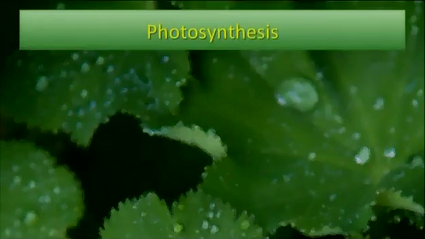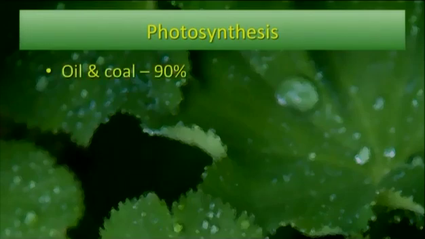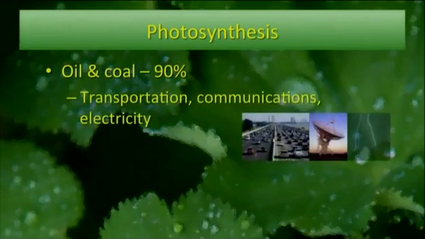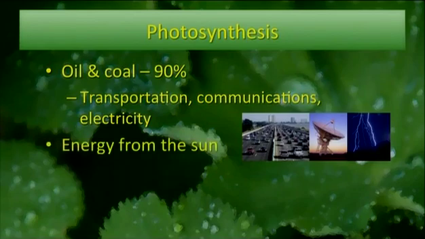So now we come to photosynthesis. Oil and coal, 90% of it is used in transportation, communications, electricity for households and uses by businesses, and generally that's energy from the sun. Because if you can recall from our earlier lecture, oil and coal are fossil fuels, from plants and algae mostly that lived tens to hundreds of millions of years ago, and the energy ultimately came from the sun.